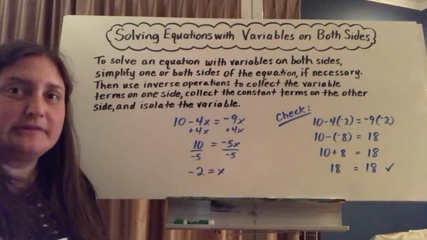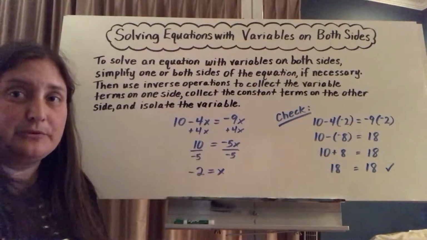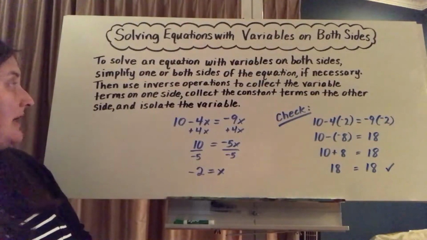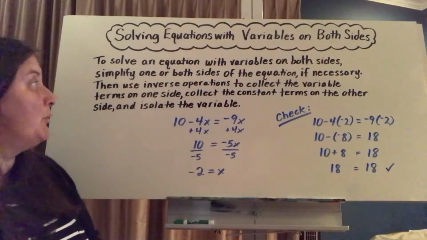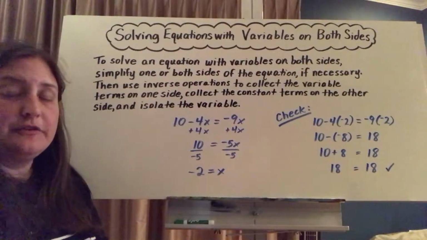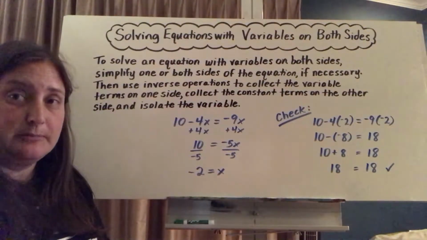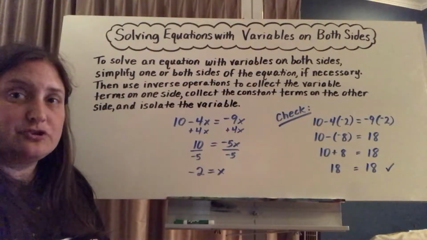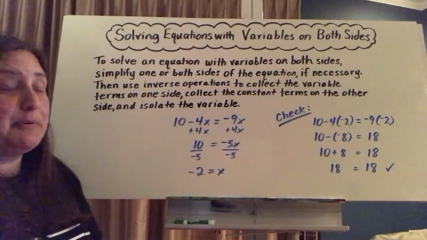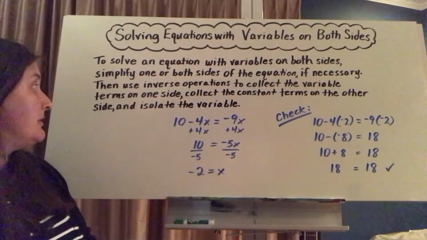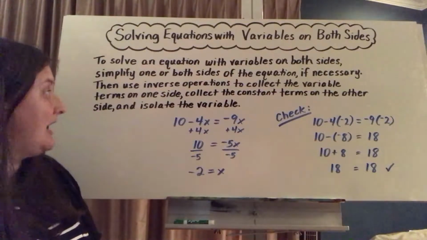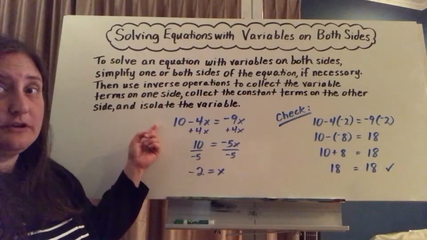Today we're going to talk about solving equations with variables on both sides. In order to solve an equation with variables on both sides, you're going to simplify one or both sides of the equation if necessary. So if it's possible to combine like terms and make a simpler equation, you're going to do that first. Then you're going to use inverse operations to collect the variable terms on one side, collect the constant terms on the other side, and then eventually isolate your variable.